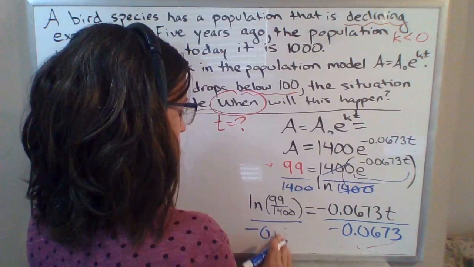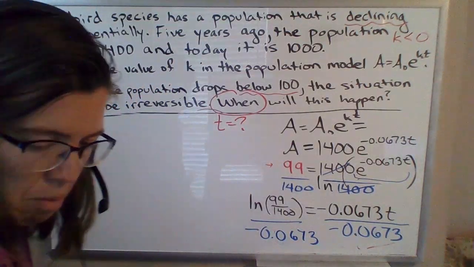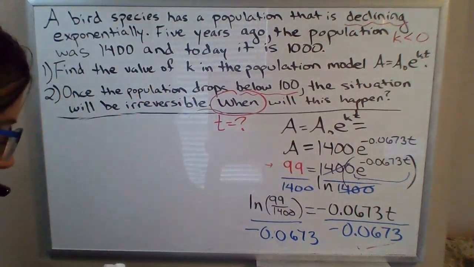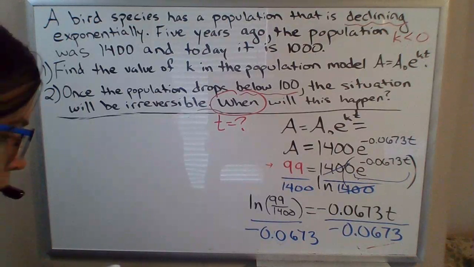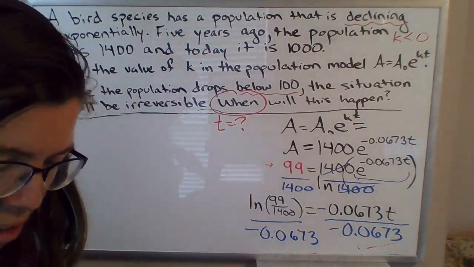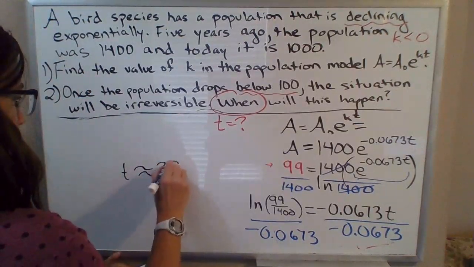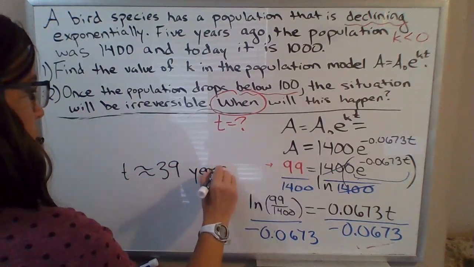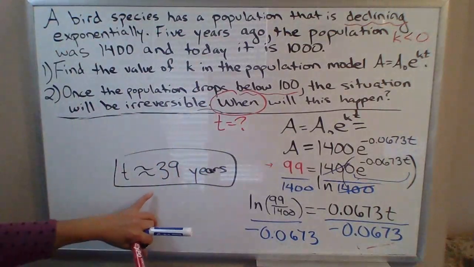Oops, missing a 0. That would be important. All right, put that in the calculator and we'll find out when this bird species is doomed. So 99 over 1400 divided by, oops, our rounded value of k, but that's all right. So about 39 years, it looks like. You should get something around 39.36 is what I get, so around 39 years.